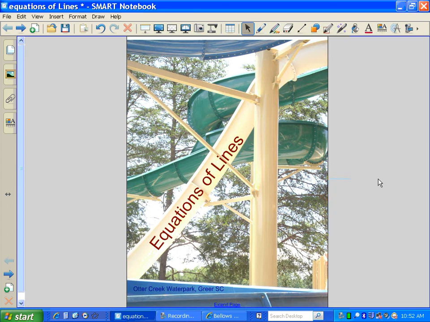Oh, so we're recording. This is our next video. It's called Equations of Lines. It's a water park in Greer, South Carolina that we went to a couple summers ago. And there's all sorts of lines there: horizontal, vertical, intersecting, positive slope, negative slope, and an awful lot of water park fun too. But I'll get on with the math of things.